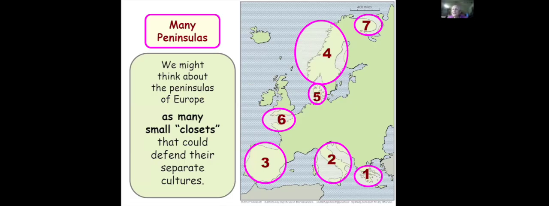We point out many peninsulas, big and little, and Phil has another way of talking about peninsulas, and they're like many small closets, and those closets are able to defend and keep their separate cultures, their separate languages, their separate religions, their separate customs.